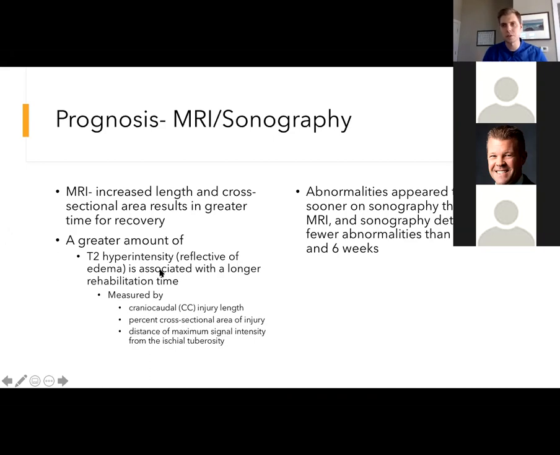The way they're doing this is they're looking at the whole surface. They're looking at the length, the cross-sectional area, and looking at it truly as in a box, and also how far that is from the ischial tuberosity, which we'll detail a little more as we go. They did note that abnormalities appeared sooner on MRI than sonography, and that the MRI detected a greater amount of abnormalities, and that those abnormalities would fade a little bit faster on sonography versus MRI, just thinking that MRI is typically going to be a little more sensitive, but then you also have the cost balance with that as well.